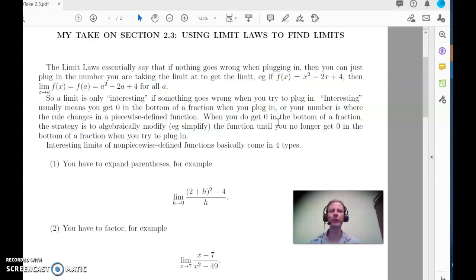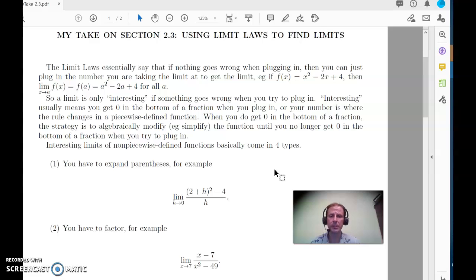What can go wrong? The most common thing to go wrong is you get 0 in the bottom of a fraction. Another possibility is that you have a piecewise defined function and that you're finding the limit at the point where the rule changes. Like when x is less than a, there's one rule, and when x is greater than a is another rule. And usually those just boil down to calculating a couple of one-sided limits and seeing what happens.